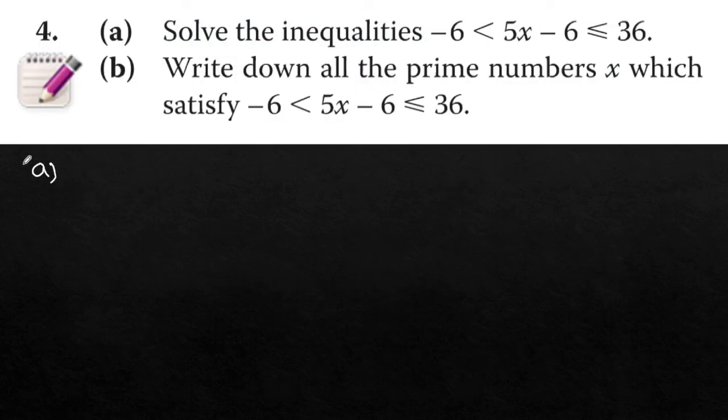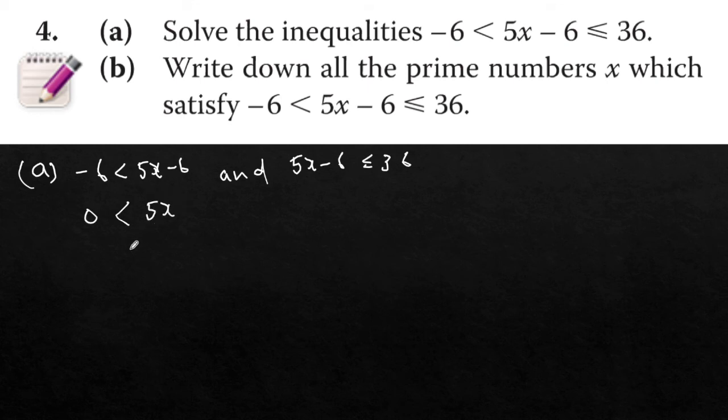Solve for A. Solve these inequalities. So let's split them up. 5x minus 6 more than 0, and 5x minus 6 is less than or equal to 36. I have here plus 6 on both sides, so 5x more than 6, x is more than 0. Please do not stop here. Even though you see a 0, continue. Make sure that your x has a coefficient of 1 only. So you divide by 5. And then 5x is less than or equal to 36 plus 6, 42. X is less than or equals to 42 over 5.